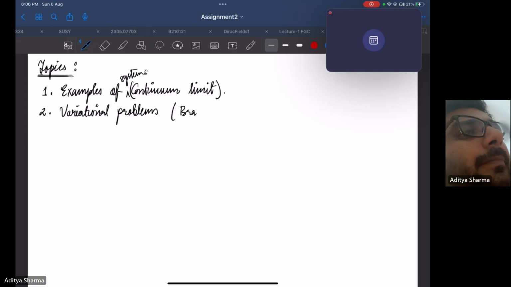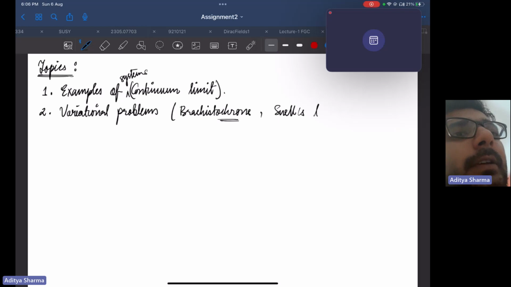Here, brachistochrone, and Fermat's principle in optics. Snell's law was derived using the variational approach.